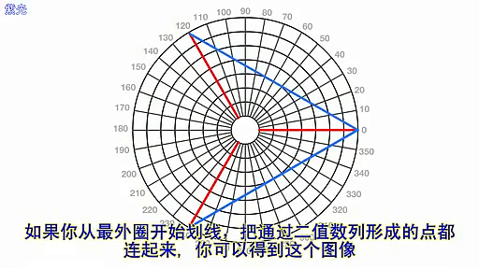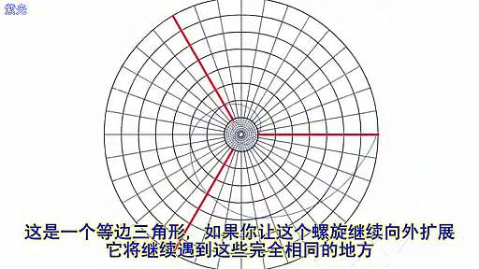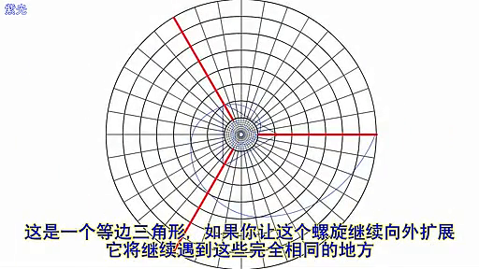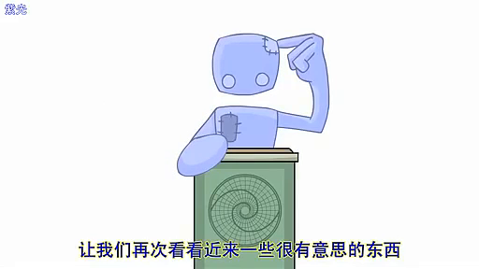If you draw lines from the outermost circles on the lines where the binary sequence was formed, you get this image. It is an equilateral triangle. If you continue the spiral outward, it would continue to hit these exact same places and continue to form larger equilateral triangles. Let's divert yet again to look at something very interesting.